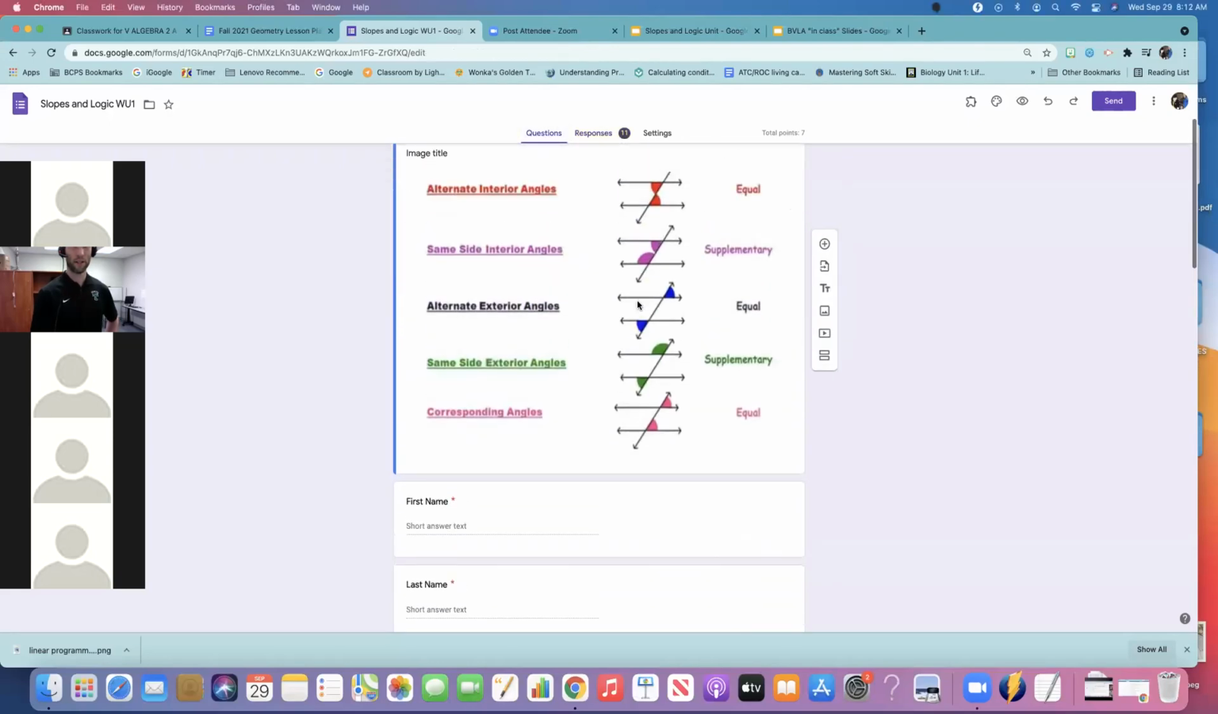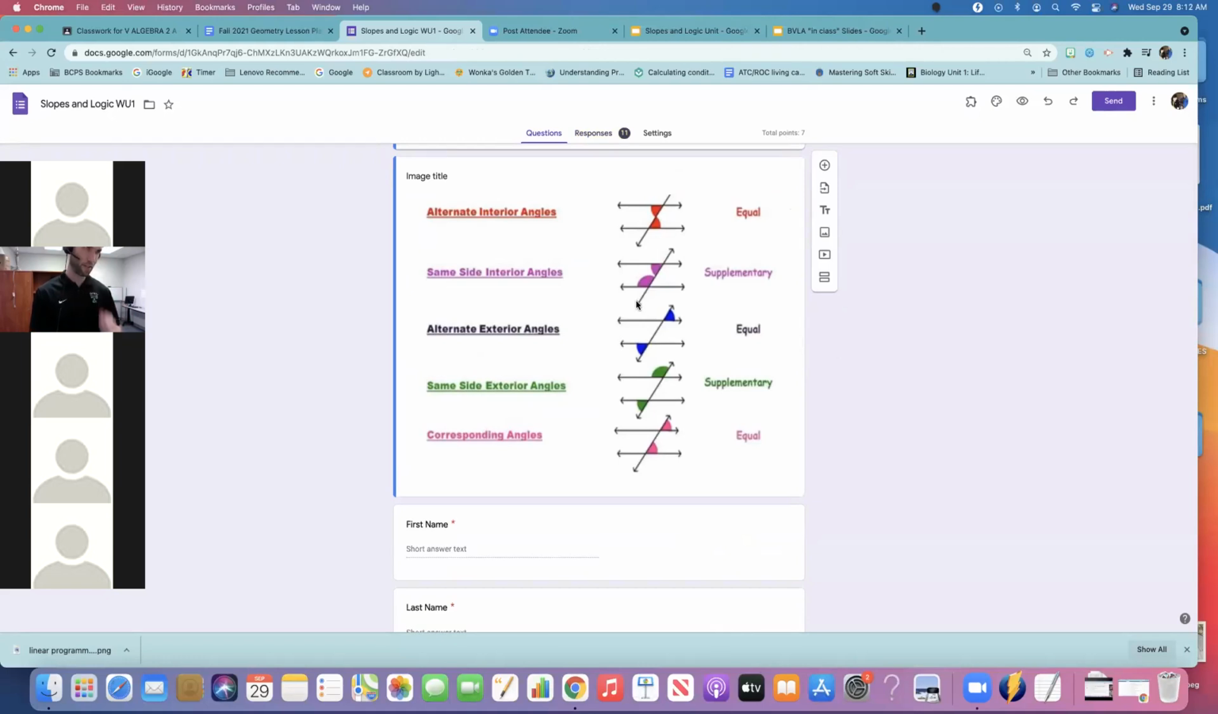Okay, so again, there's the same standard as the last test in this unit, and that is vocabulary. So much of this is being able to speak to why something makes sense. And the definition will tell you why something makes sense in math. And we have alternate interior angles, same side interior angles. Again, these are sometimes called consecutive angles.